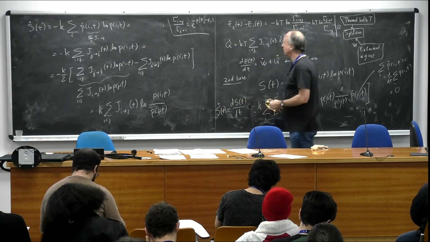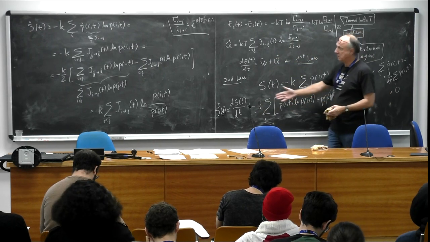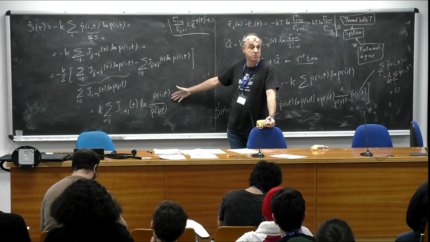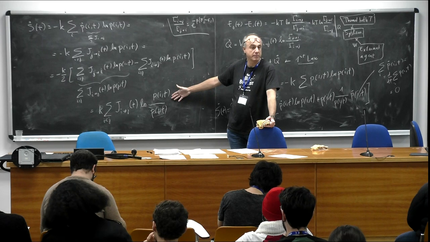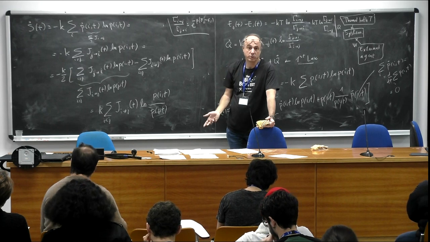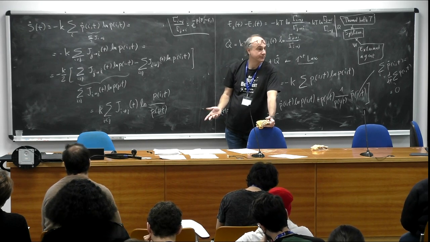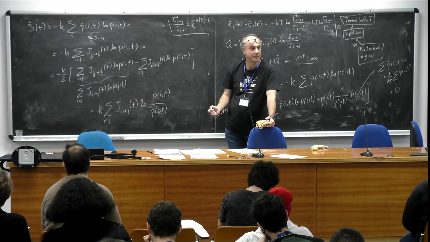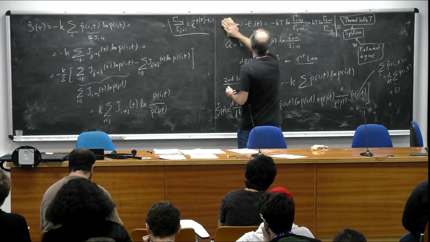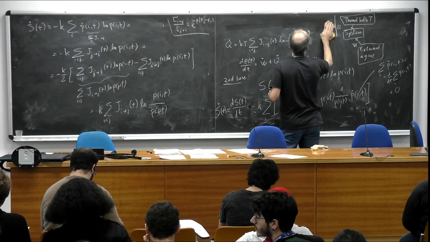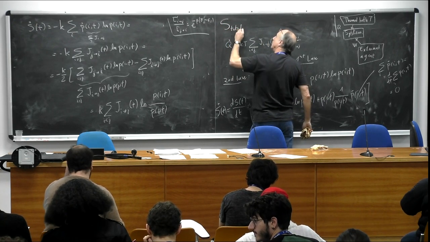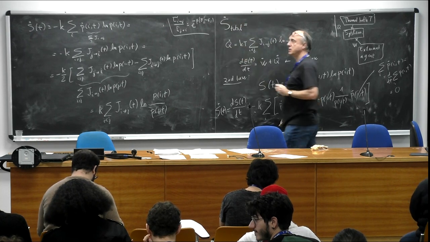So that's it. But I want the second law, and this doesn't look like a second law. The entropy of the system is not increasing, and it must not increase. I mean, sometimes the entropy of the system can decrease. What the second law tells us is, what is the second law? The entropy of the universe. And what is the entropy of the universe? Or let's call it total entropy.